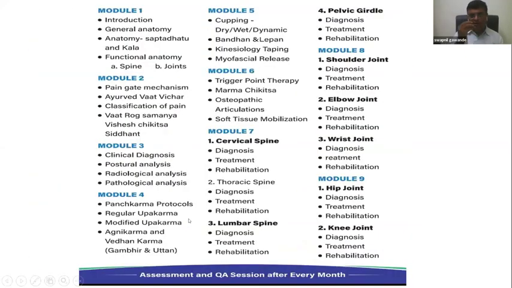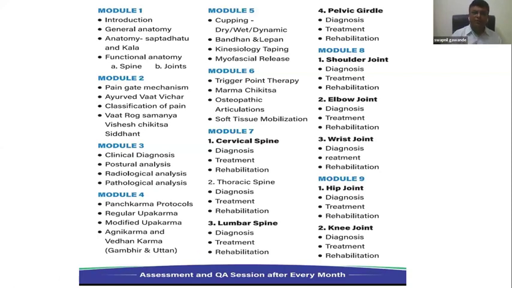are like the general anatomy, functional anatomy, the Saptadhatu concept of Ayurveda, also the functional anatomy of the spine and joints. We are going to discuss that. Then we are also going to understand the pain gate mechanism, how the pain mechanism happens in our body, how we can help, how the pain can be relieved with which kind of treatment, and what the response of the body is to the treatment.